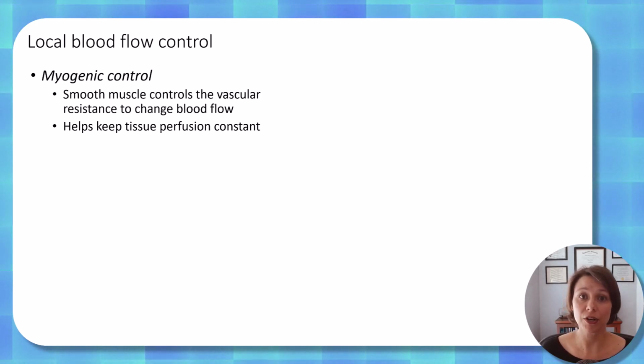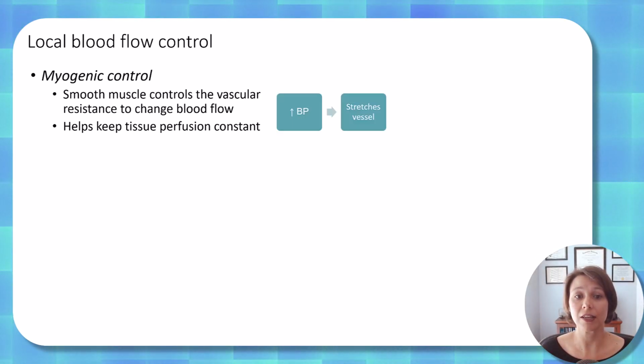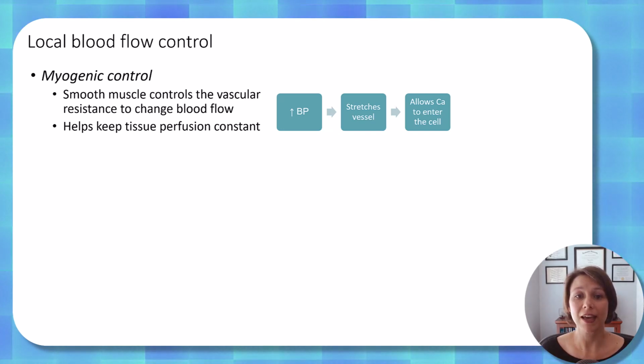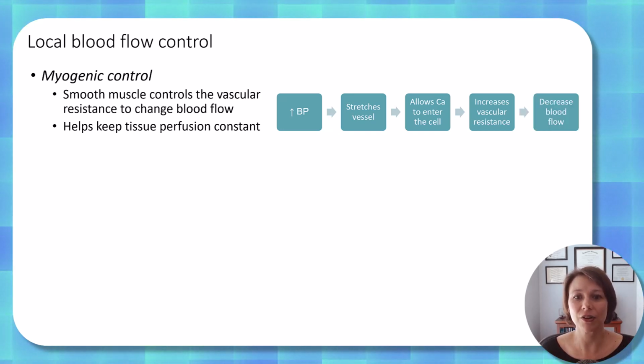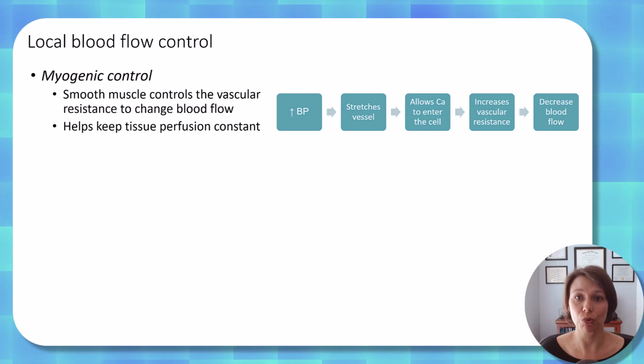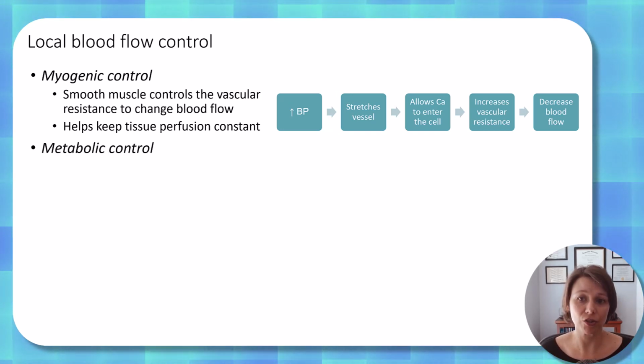So, if there was an increase in blood pressure, for example, that would cause the vessels to stretch. Then that allows calcium to enter the cell, which will increase vascular resistance. If I increase vascular resistance, then I'll decrease the blood flow being able to go through that vessel. There's also a metabolic control.